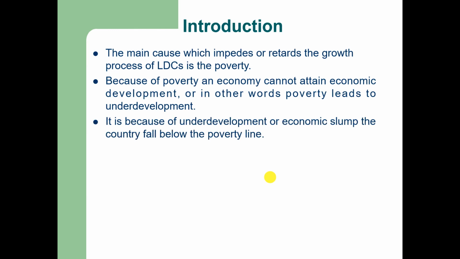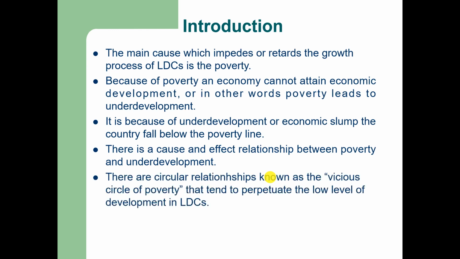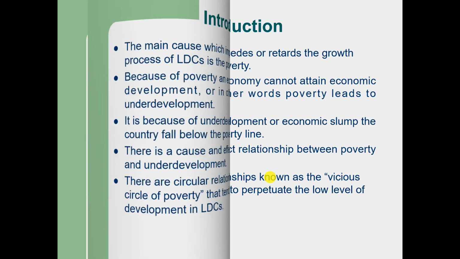It is because of underdevelopment or economic slump that the country falls below the poverty line. That is, the majority of the people live below the poverty line. There is a cause and effect relationship between poverty and underdevelopment, and that cause and effect relationship can be explained with the help of a vicious circle of poverty, both on the demand and supply side. So there is a circular relationship that is known as the vicious circle of poverty, and that tends to perpetuate the low level of development in the developing economies.